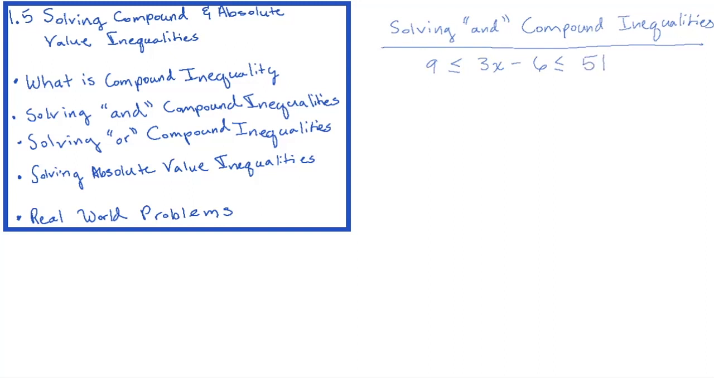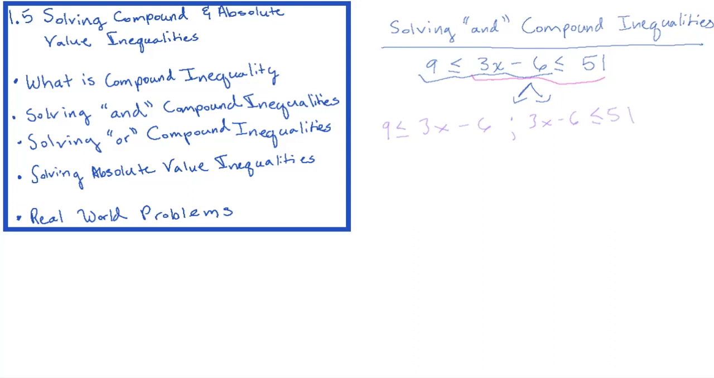Okay, we want to solve this. So the way you do that is you break it up into two pieces. The first piece is going to be just this down here, and then the second piece is going to be this part up here. So how we do that, let me use a different color here. We're going to have 9 less than or equal to 3x minus 6, okay? And we're also going to have 3x minus 6 less than 51.